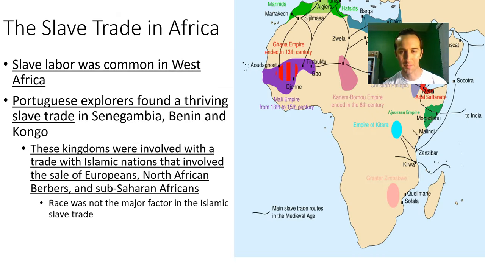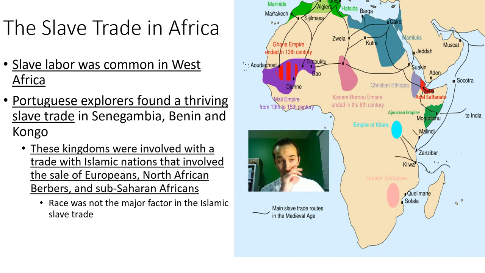Slave labor was already common in West Africa, so it would have been a natural transition from native slavery to West African slavery. Portuguese explorers, once they arrived, found a thriving slave trade already happening in Senegambia, Benin, and Congo. This was already happening. These kingdoms were trading with Islamic nations up here and also over here. That all involved the sale of Europeans, the sale of North African Berbers, as well as sub-Saharan Africans. So this early version of slavery was not based on race.